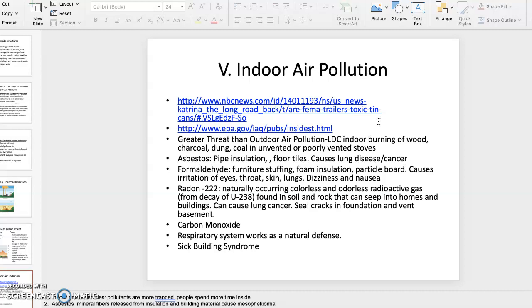Radon 222, naturally occurring colorless and odorless radioactive gas found in soil and rock that can seep into homes and buildings, can cause lung cancer, seal cracks in foundation and vent basement. Then you have carbon monoxide, respiratory system, works as a natural defense, and then also sick building syndrome, where the building literally makes you sick.